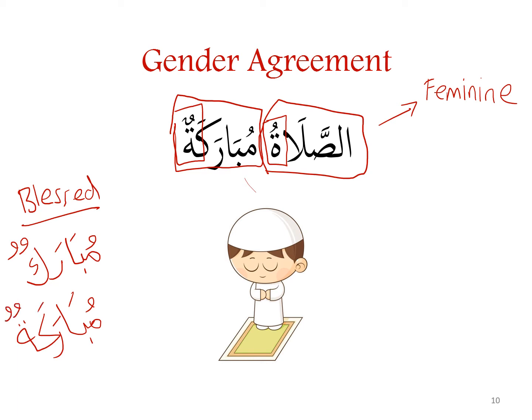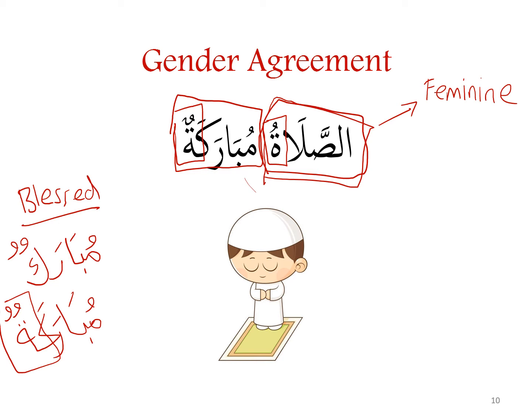So here, mubarakun or mubarakatun. These are not the exact same word, but they mean the same thing. This means blessed. This also means blessed or holy. The only difference is one has a ta marbuta and the other one doesn't. So one is feminine, one is masculine. Which one you use in the sentence depends on the definite noun that you're trying to describe.